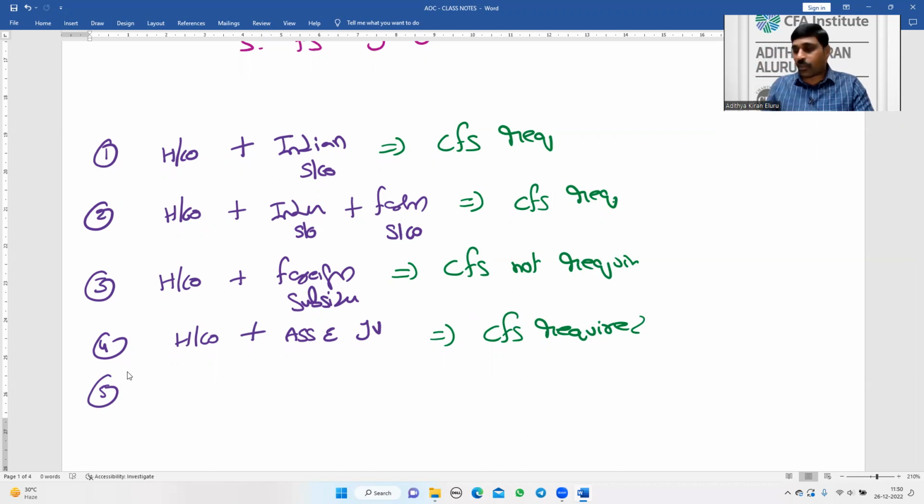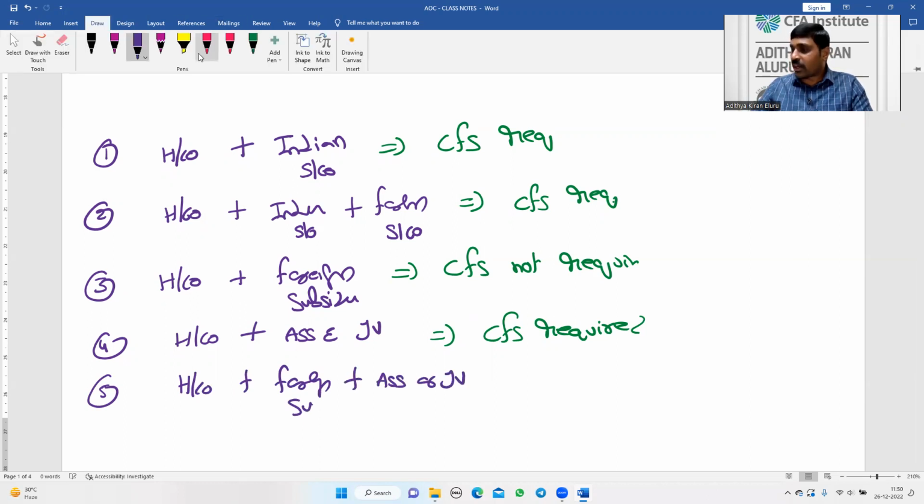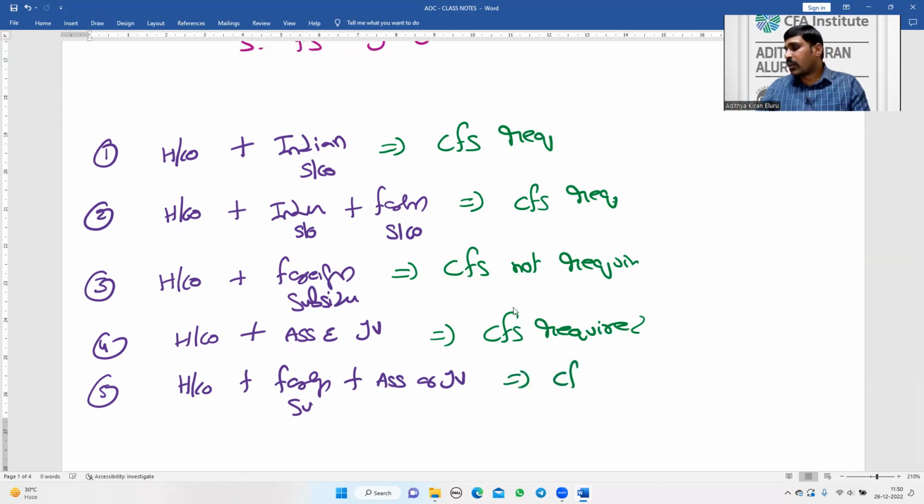This is the important point. Now, holding company plus foreign subsidiary plus associate or joint venture: whether CFS is required, the answer is yes. Consolidated financial statements are required.